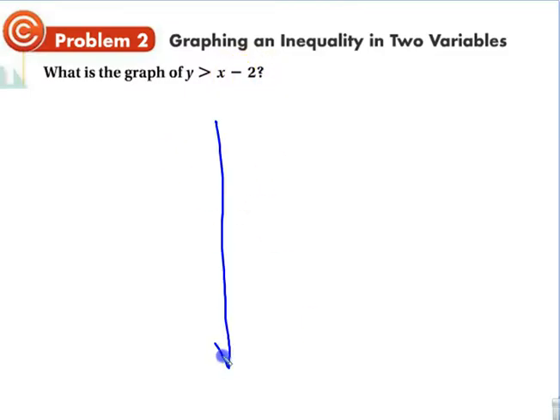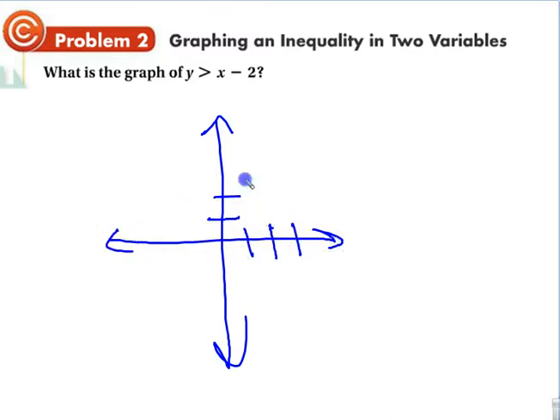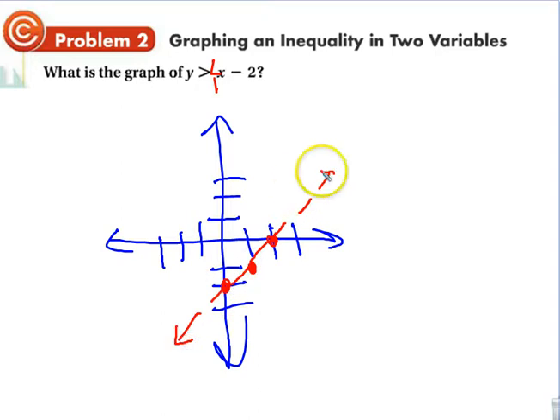Remember y-intercept? A few numbers on either side. So I'm going to start with the y-intercept is -2. The slope is 1 over 1. So I'm going to go up 1 over 1, up 1 over 1. I'm going to pay attention to the inequality. It's a dotted line, okay, because these points don't work.